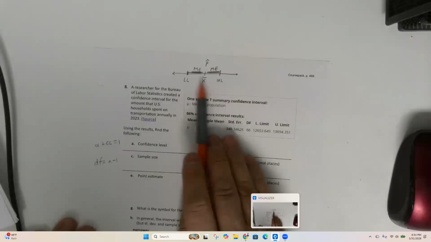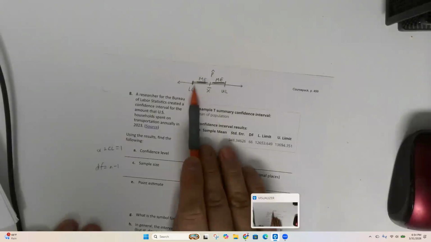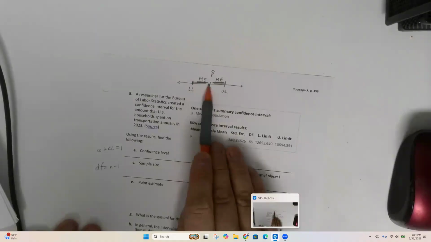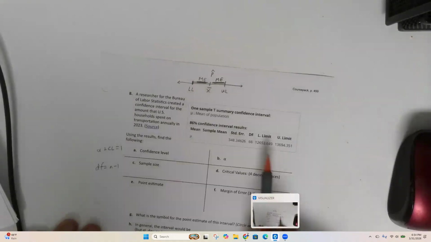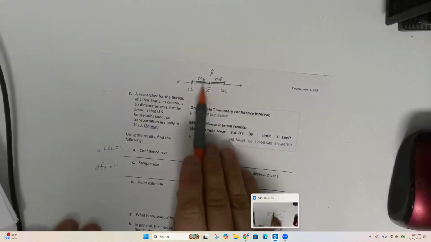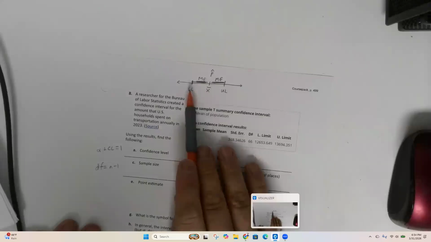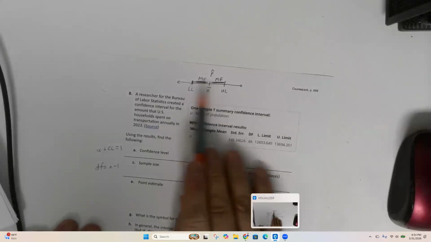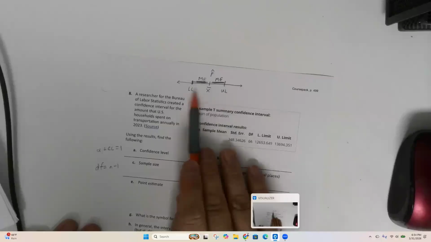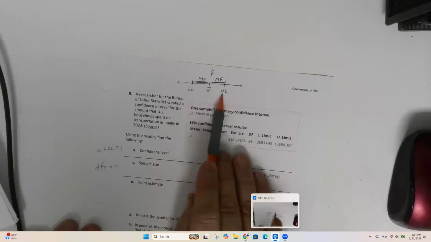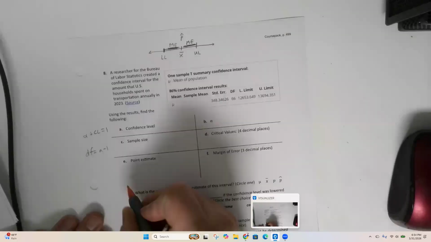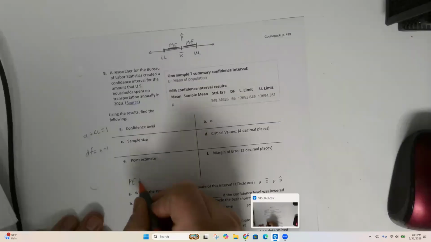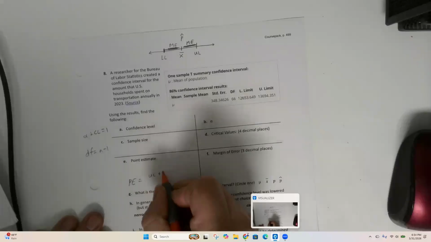So why am I pointing this out? This is 1 margin of error, 2 margins of error. So if you have your upper limit and lower limit, and you want to find your X bar, your point estimate, it's directly in between your upper and lower limit, okay? So in other words, it's the average of the two. To find your point estimate, you take your upper limit plus your lower limit and you divide by 2, and that will give you your point estimate.